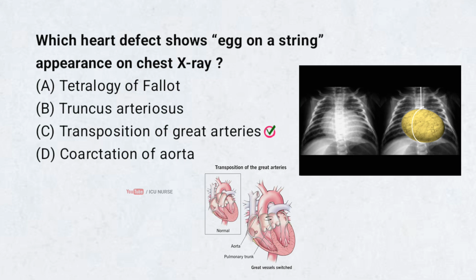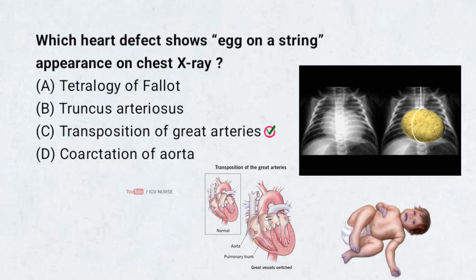Transposition of the great arteries creates an egg on a string look on X-rays. The egg is from the misaligned aorta and pulmonary artery. The string is the narrow mediastinum from thymus shrinkage. This happens because the aorta connects to the right ventricle wrongly. Babies with transposition of the great arteries turn blue at birth and need immediate care.